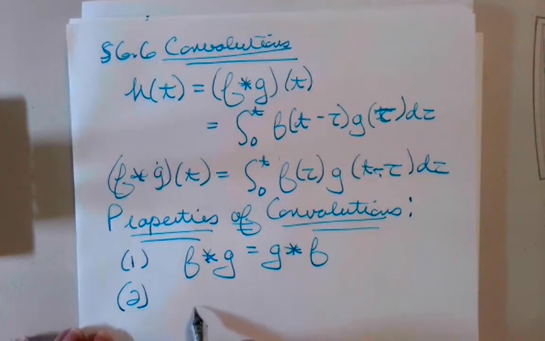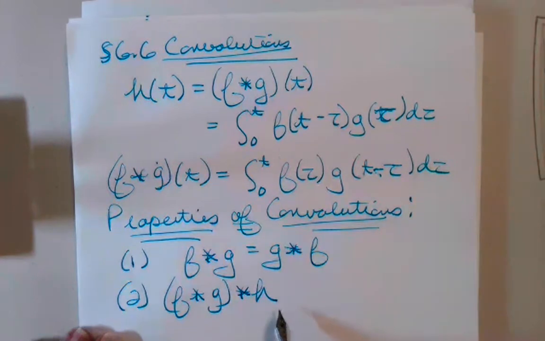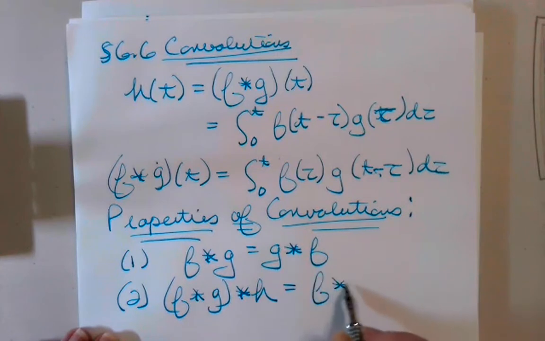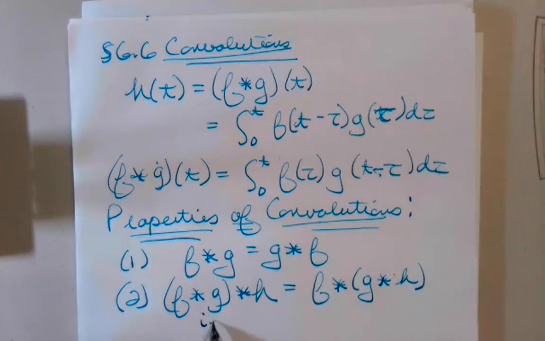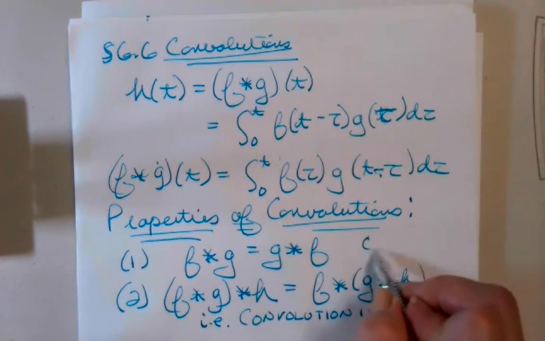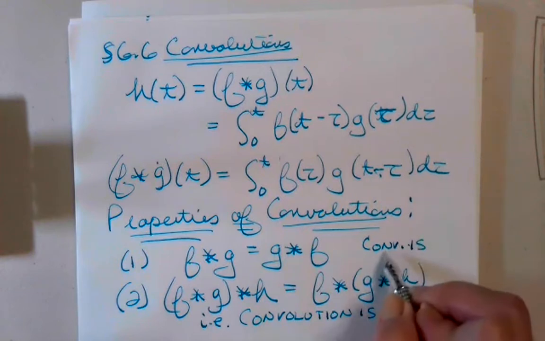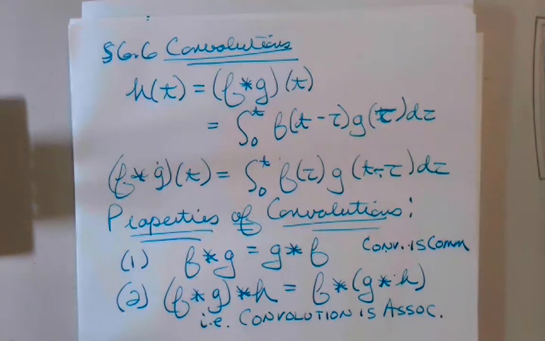Two, if you take f convolved with g, that gives you a function. You could convolve that with a third function. Okay, so that would give you the same thing as taking f and then convolving it with g convolved with h. In other words, convolution is associative. And by the way, this says convolution is commutative. Okay, so it's commutative, it's associative.